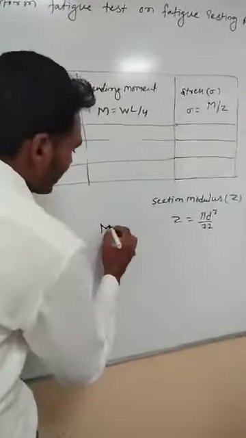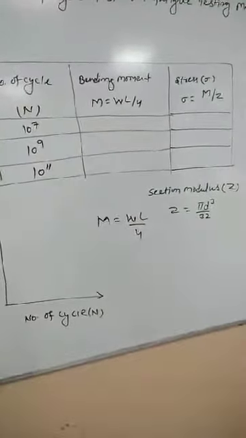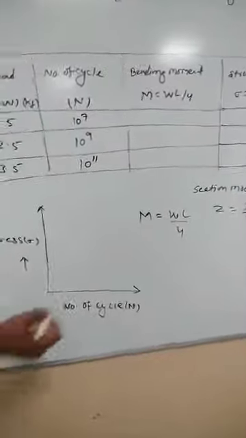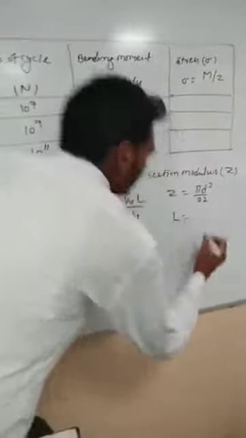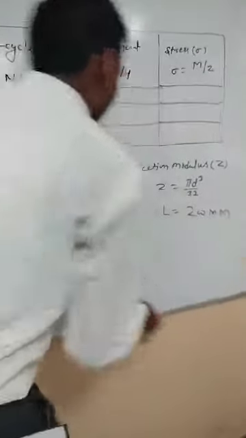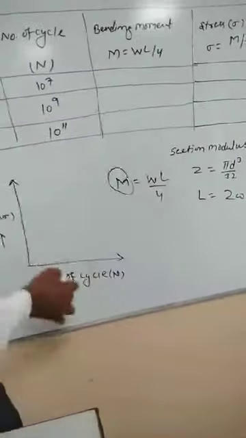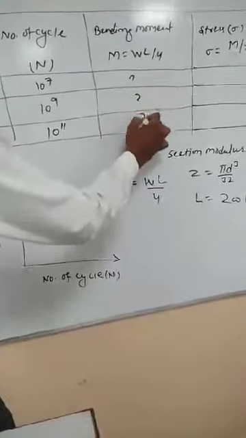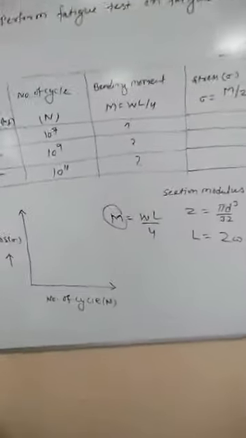Put the value M equals W L by 4. W is the load given in the table. Length L is the length of the specimen. Already we discussed the 200 mm. Put the value, load and length and calculate the bending moment. Different values, and finally calculate the bending stress.